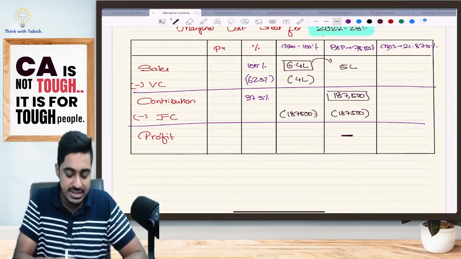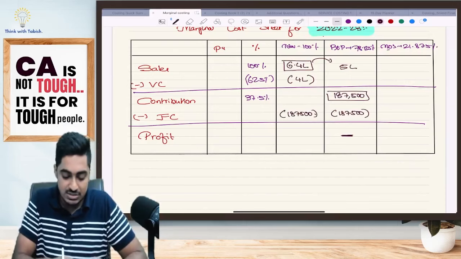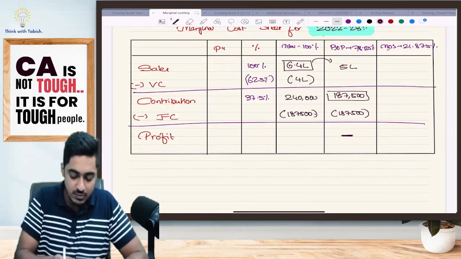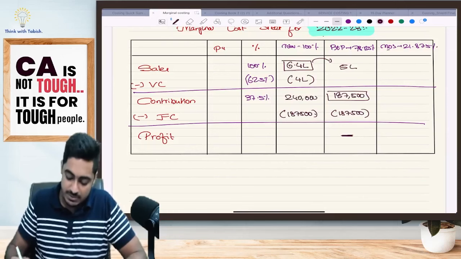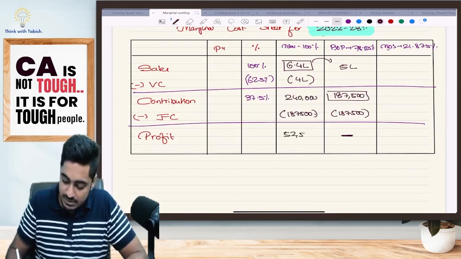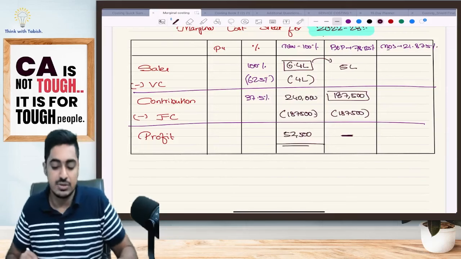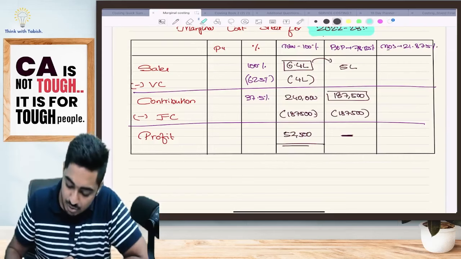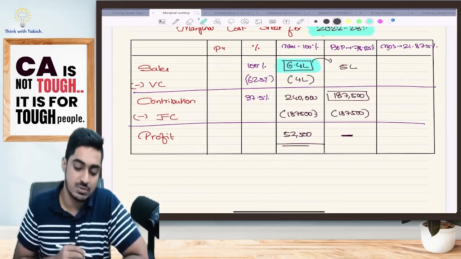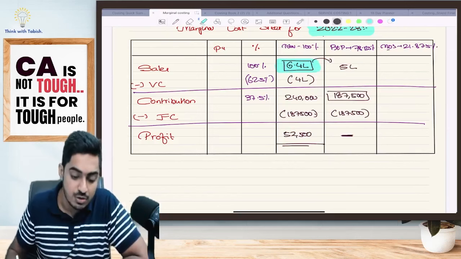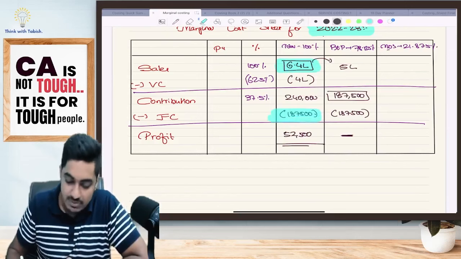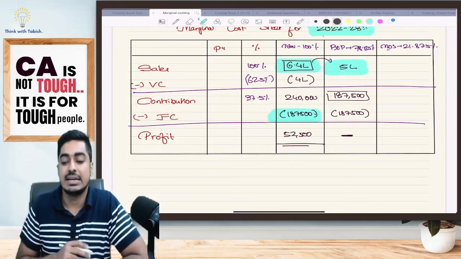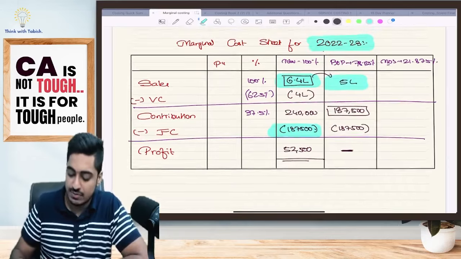So overall 6,40,000 if I earn, 4 lakh has gone. That means 2,40,000 is my contribution. From that, 187,500 fixed cost if I pay, 52,500 will be my ultimate profit. Yes or no, everyone? What is my question asking? Calculate sale for 22-23, 6 lakh 40,000. Yes, fixed cost for 22-23, 187,500. Break even sale 5 lakh. Did I calculate everything? Yes or no, everything?